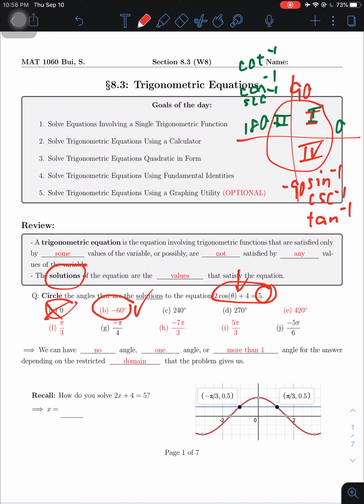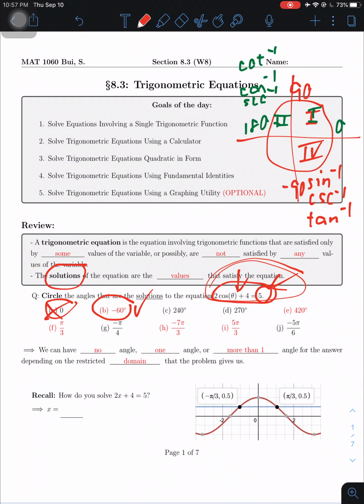Okay, and satisfy in here means that it's matching whatever you have on the outer side of the equation. Okay, so conclusion, just like I said before, we can have no angle, one angle, or more than one angle as the solution or answer, depending on the restriction of the domain that the problem gives us.